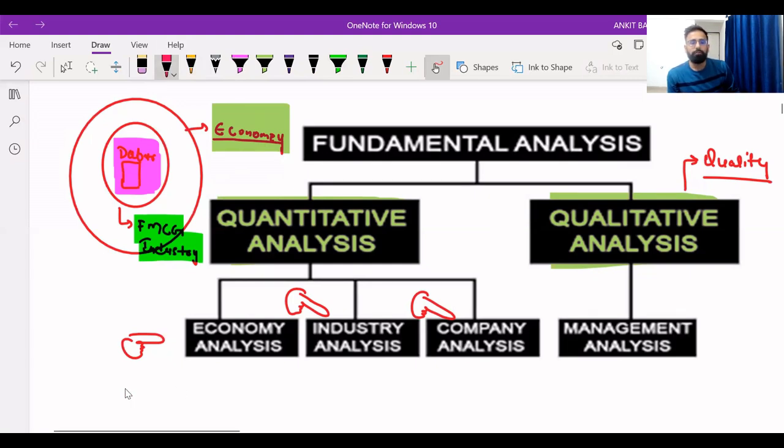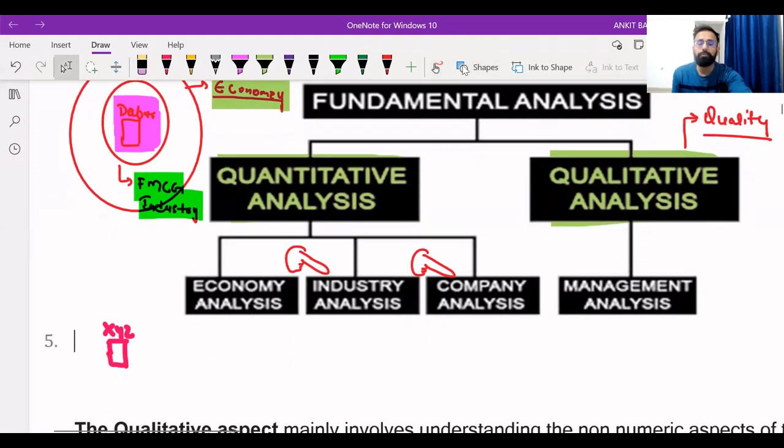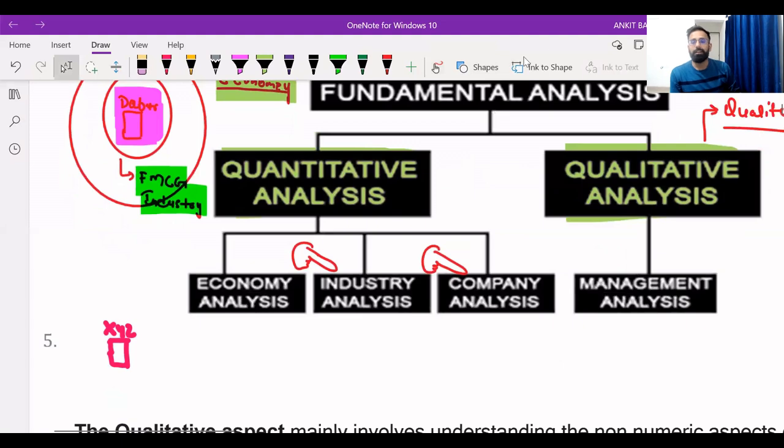You want to invest in some pharmaceutical company, right? Let's suppose XYZ is the pharmaceutical company. Now what you will do, definitely you will check how a specific pharmaceutical company is performing. But before checking about this pharmaceutical company, what first thing you will be checking? You will be checking what is the future of the pharmaceutical business in India, right?